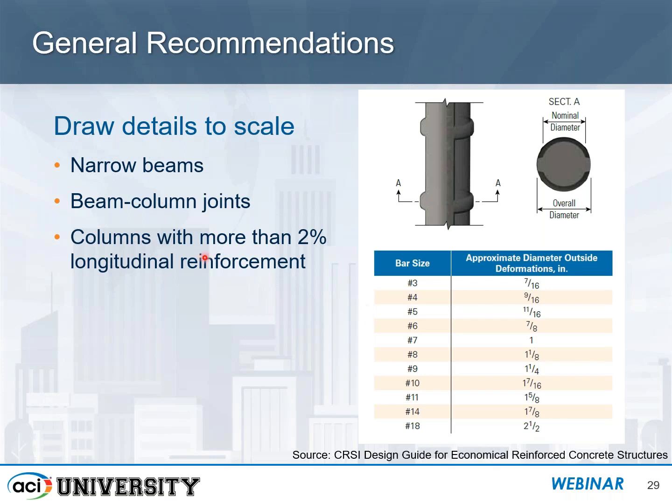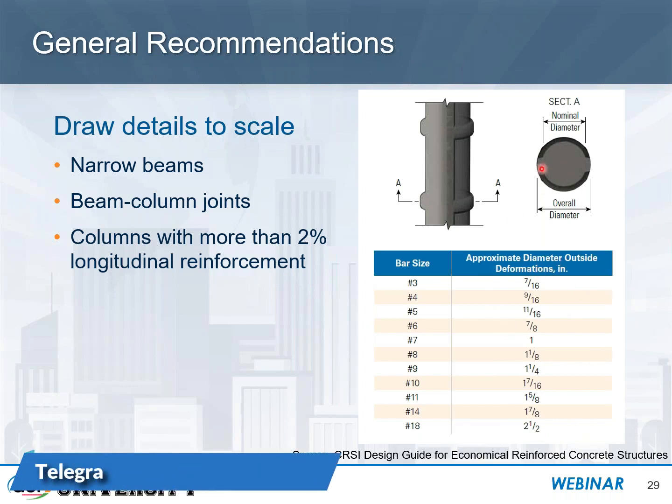And basically, when we draw these to scale, we should be using the approximate outside diameter of the reinforcing bars, which includes the deformations. So the table that we have here for number 3 through number 18 bar gives us the approximate outside diameter of each of those bars that include the deformations.